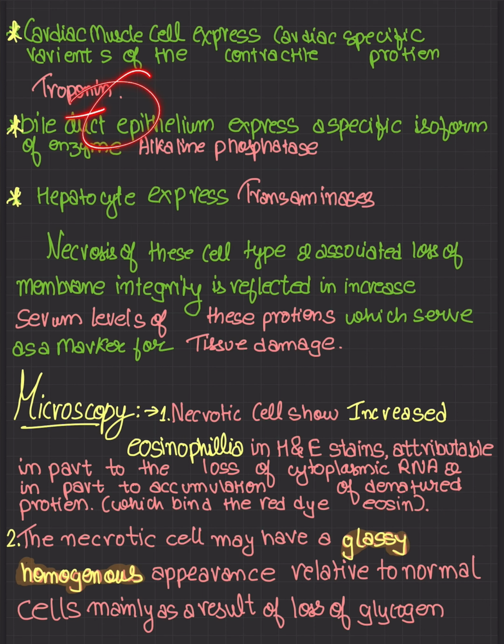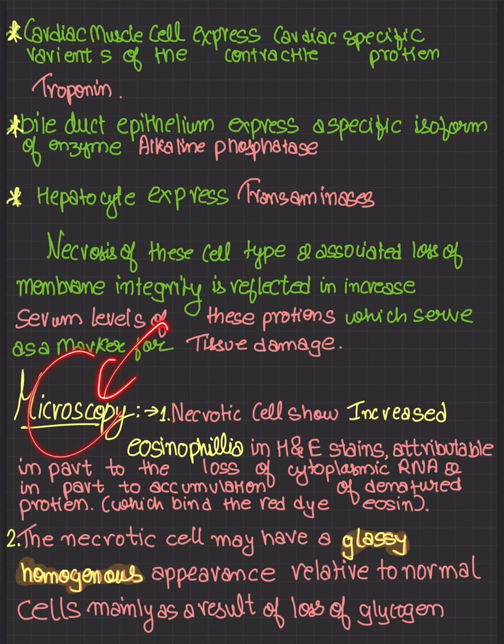In the heart, we have cardiac muscle cells, which express cardiac-specific variants of the contractile protein known as troponin. In the hepatobiliary system, bile duct epithelium expresses a specific isoform of the enzyme known as alkaline phosphatase. Hepatocytes express transaminases. Necrosis of all these types of cells, associated with the loss of membrane integrity, is reflected in an increase of the serum level of these proteins, which serve as markers for tissue damage.